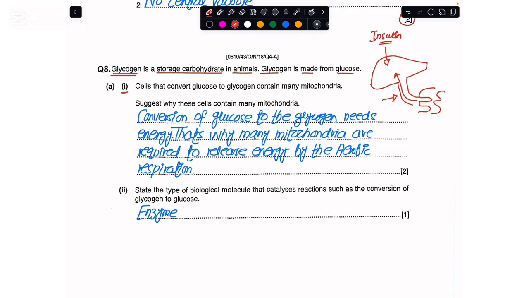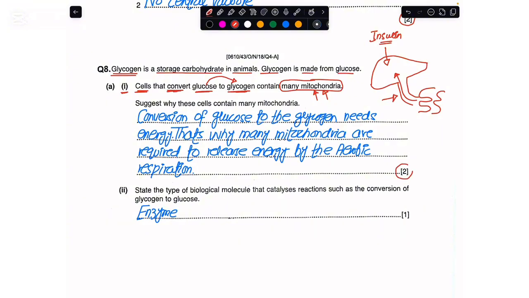Now, for the first part, A, they say that the cells that convert glucose to glycogen have many mitochondria. Once the examiner says it has many mitochondria, this indicates that the conversion of glucose to glycogen is an energy intensive process. A lot of energy has to be produced for this conversion to take place. And we know this requires mitochondria, because mitochondria release energy by respiration, and that helps the conversion of glucose to glycogen.